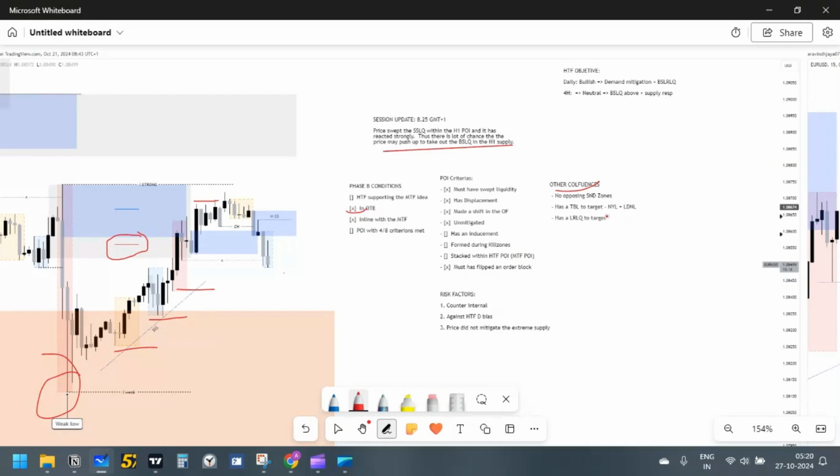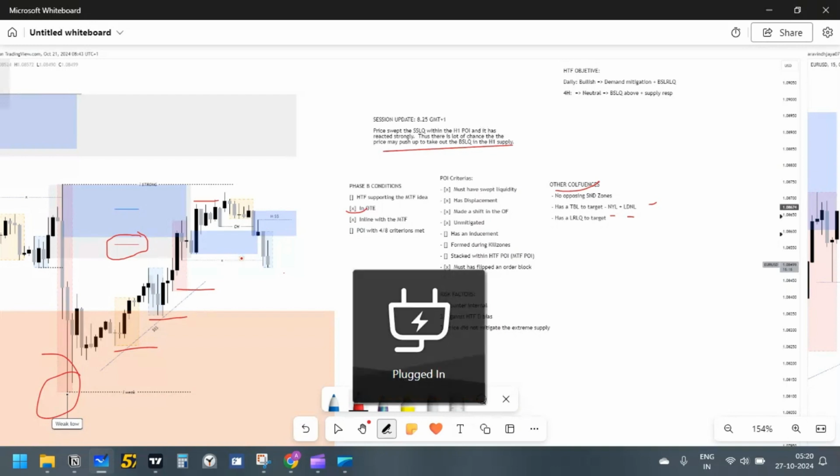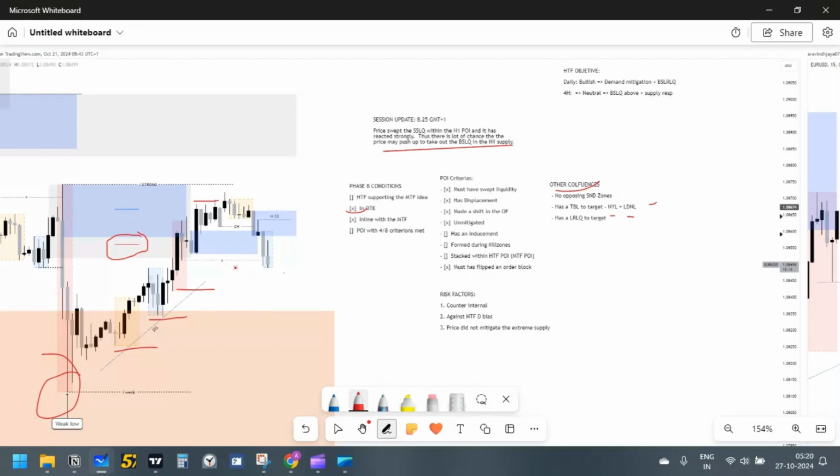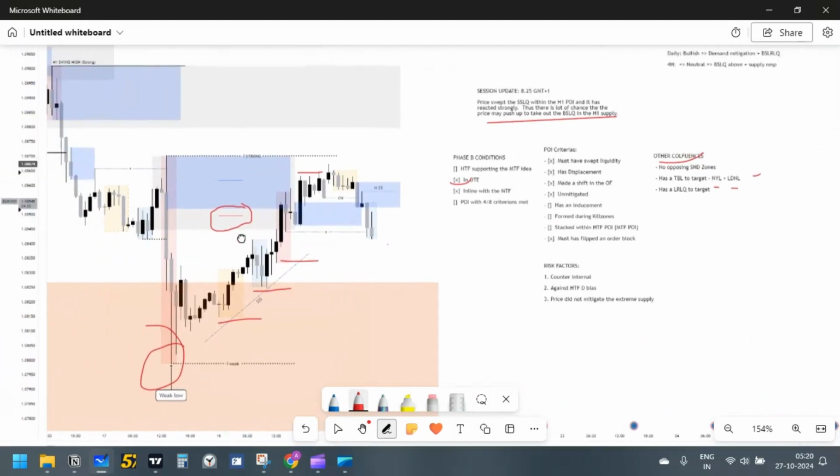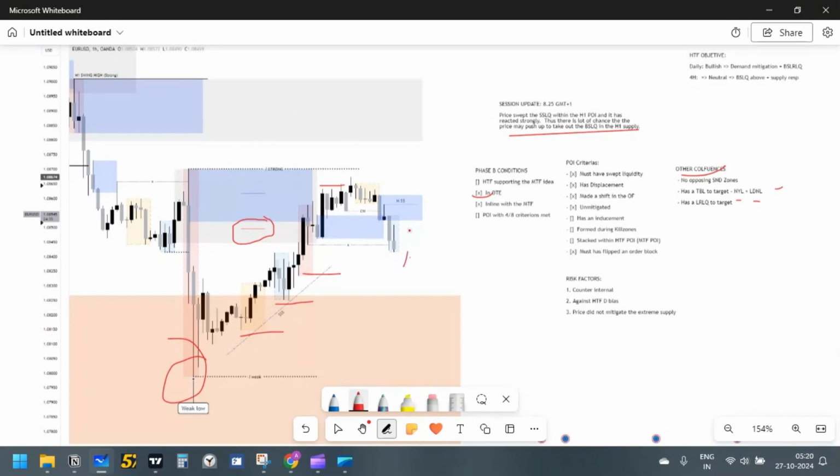Actually, yeah, New York low, London low, previous day low, plus previous week's low. And what are the other risk factors? First, it is counter internal, as I already told you, and it's against the daily bias. And also, one more thing is that price did not reach the extreme supply. So this could be a fake choch, and the price can push further up to tap into this 4 hour supply, and then price can make the real choch move, and then price can come down.